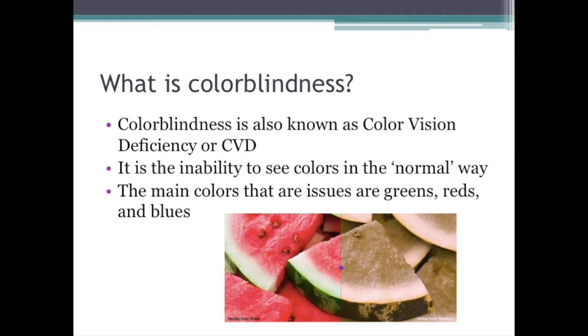So, Matt, what is colorblindness? Colorblindness is also known as color vision deficiency, or CVD. It is the inability to see colors in the normal way. The main colors that are issues are greens, reds, and blues. On the image shown below, on the left is your normal color vision, and on the right is your deutan color blindness.